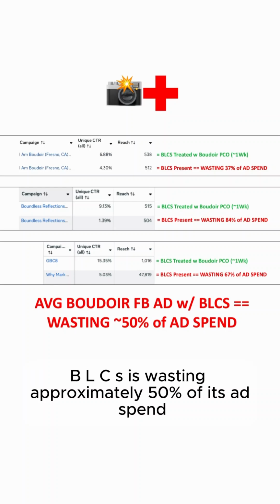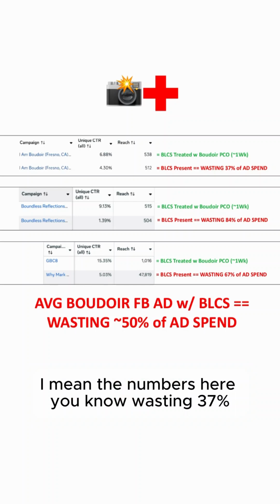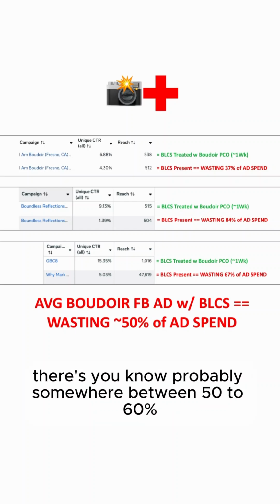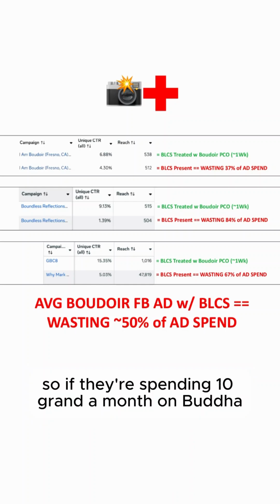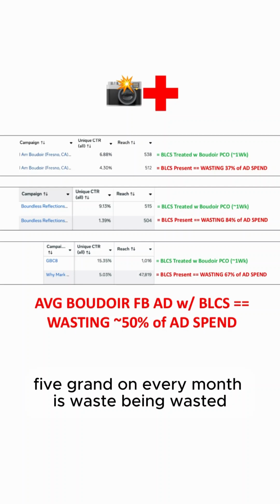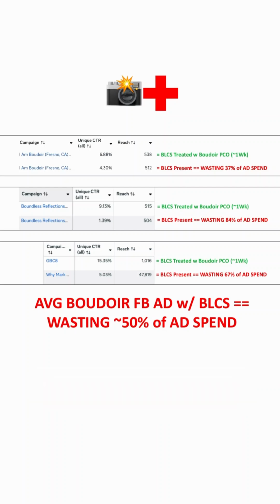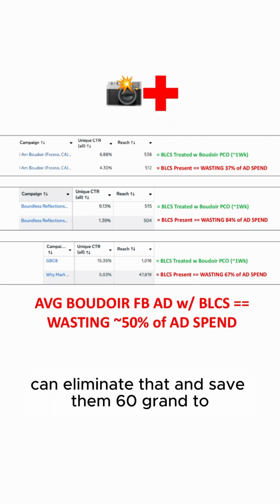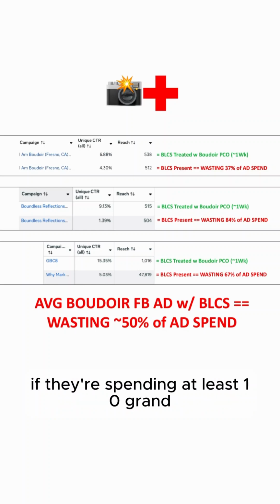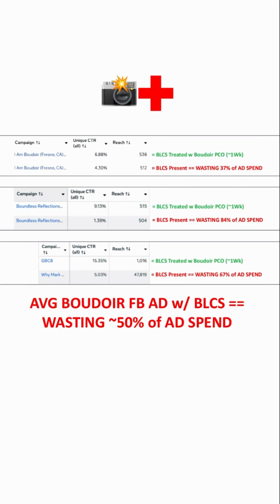So on average, we can see here the average Boudoir Facebook ad with BLCS is wasting approximately 50% of its ad spend. The numbers here: wasting 37%, wasting 84%, wasting 67%. That average is probably somewhere between 50 to 60%. So if they're spending 10 grand a month on Boudoir Facebook ads, on average, 5 grand every month is being wasted, thrown down the drain. And we can eliminate that and save them approximately 60 grand in the next year if they're spending at least 10 grand a month in Boudoir Facebook ads.